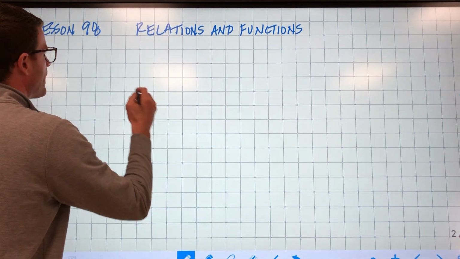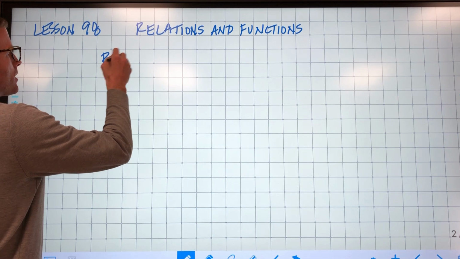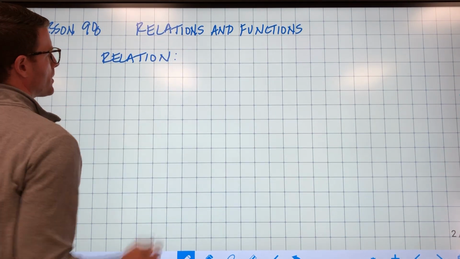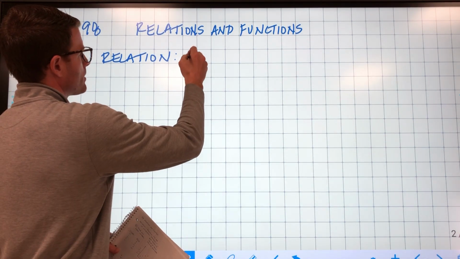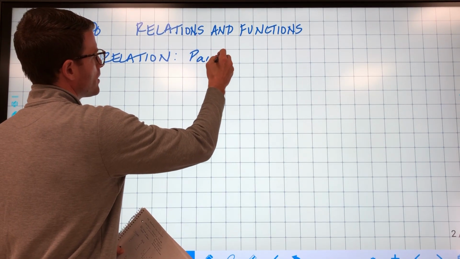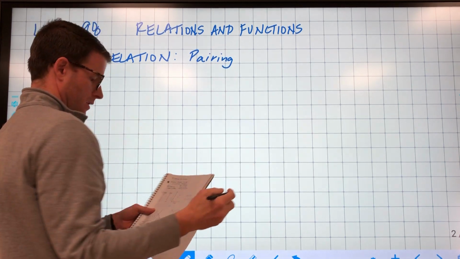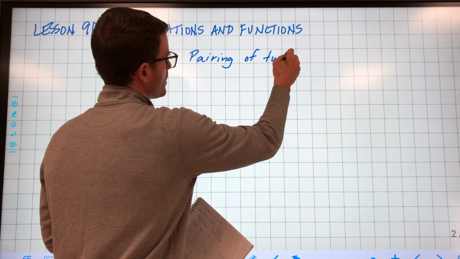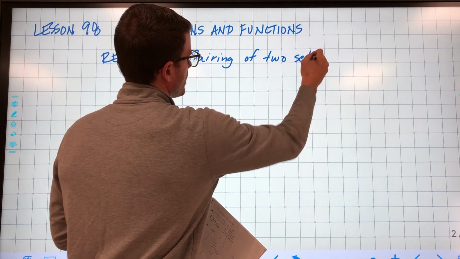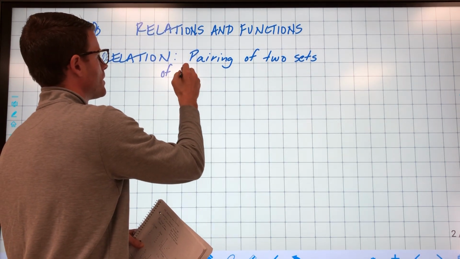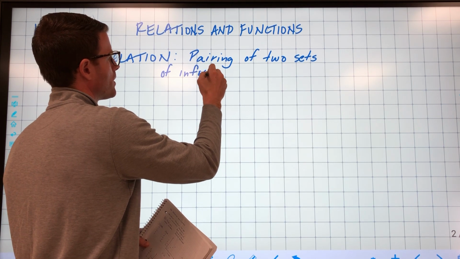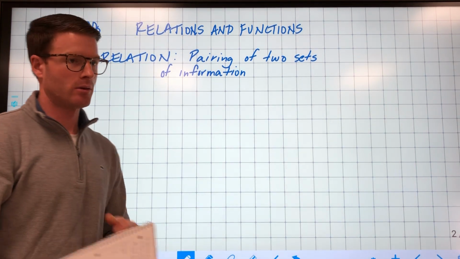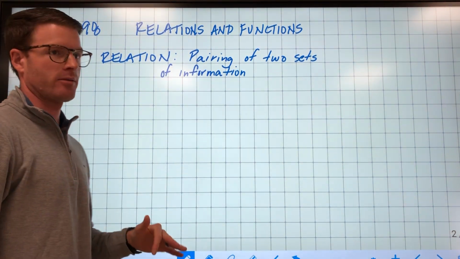First, let's define what a relation is. And it might be easiest if I just give you some examples, but a relation is a pairing of two sets of information. Okay, so simple as that, a pairing of two sets of information.